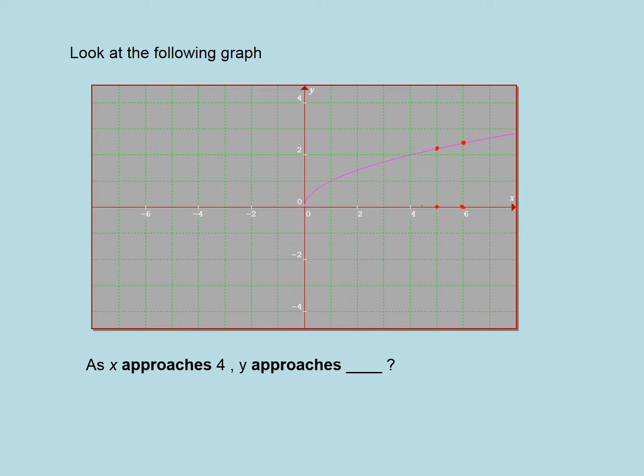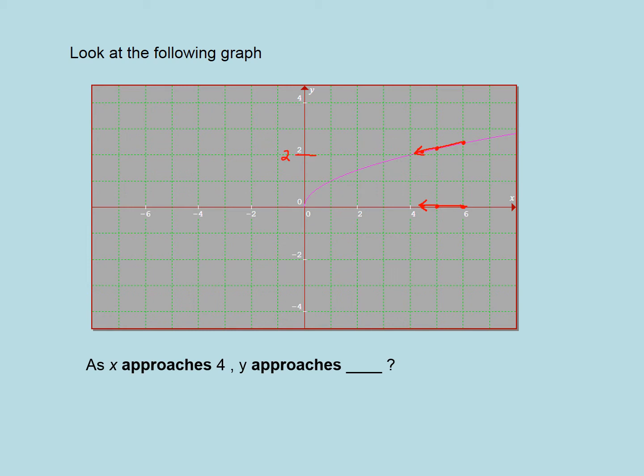Let's choose an x value approaching 4, so maybe 4.5, and the corresponding y value. So you see, as the x values are approaching 4 from the right side of 4, what's happening with the y values? We can see the y values are approaching 2.